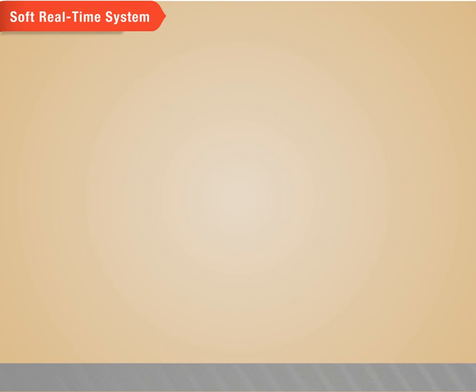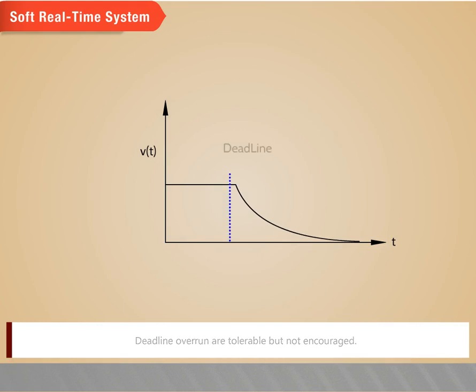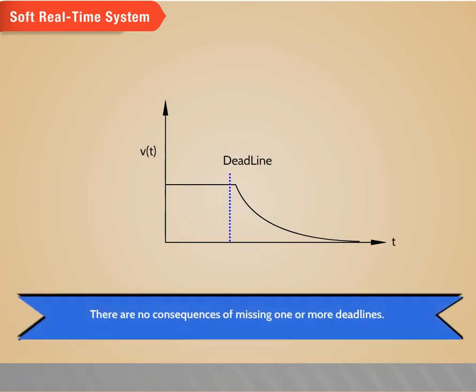Soft real-time system. Deadline overruns are tolerable but not encouraged. There are no consequences of missing one or more deadlines.